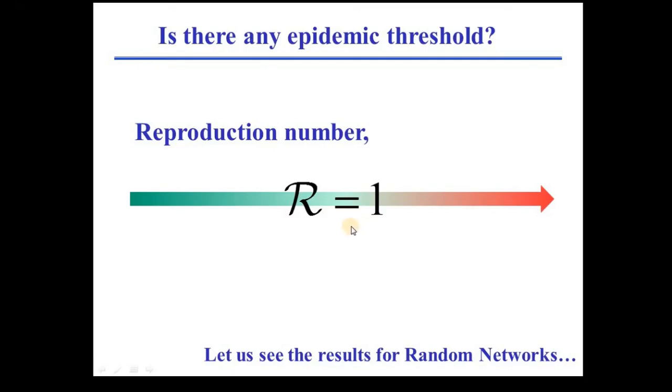It will not turn into an epidemic, and above which it goes to the red zone where the problem becomes more and more, and the fraction of people who got infected also increases, right? So is there still an epidemic threshold if I consider networks? So let us consider random networks first.